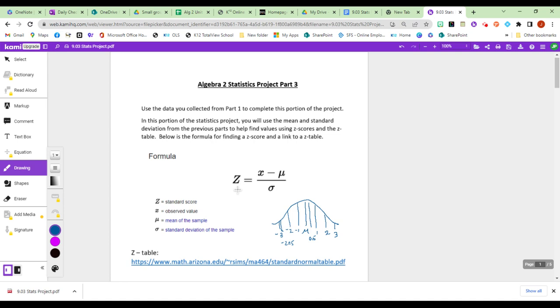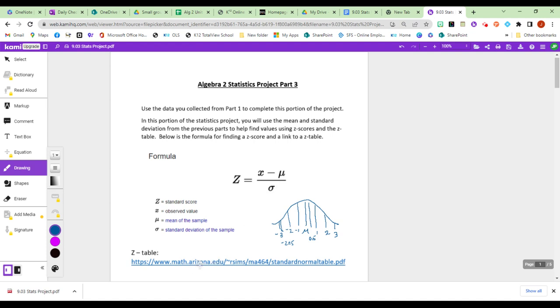So we are going to use the formula: z-score equals x, which is our standard score, or our observed value, minus our mean, where the symbol is the symbol for mean, divided by our standard deviation.